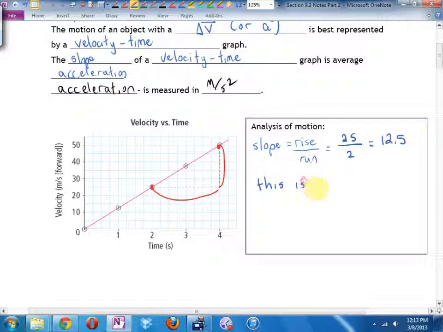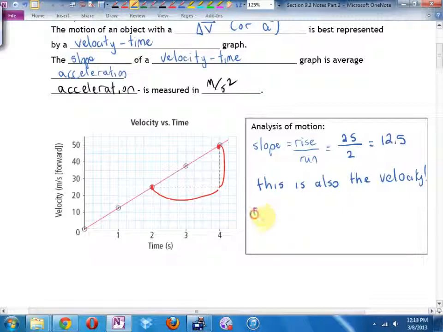This is also the velocity. And there is a way that you can remember that. There is a way that you can remember that. Slope is what over what?